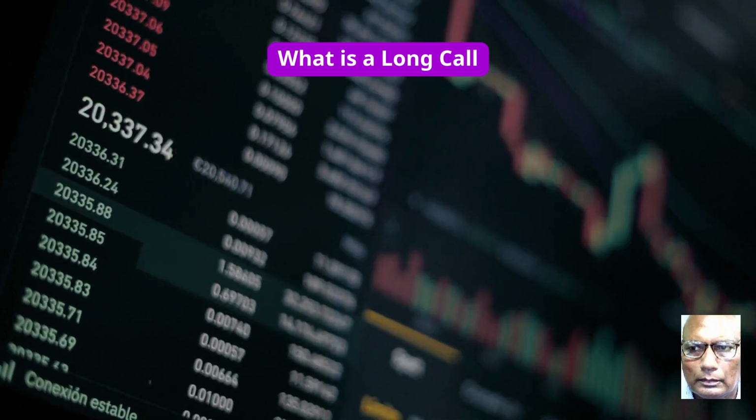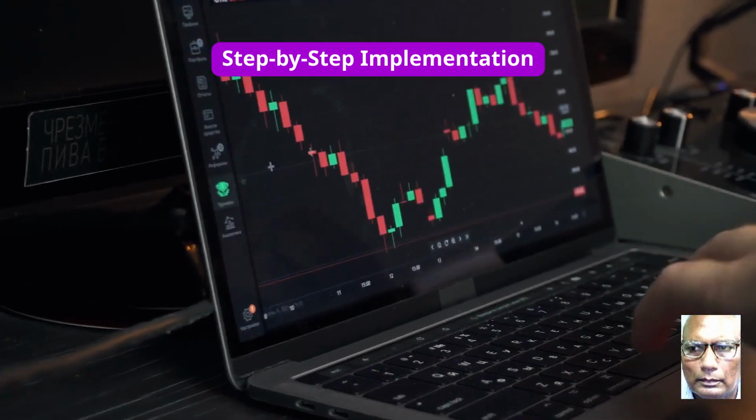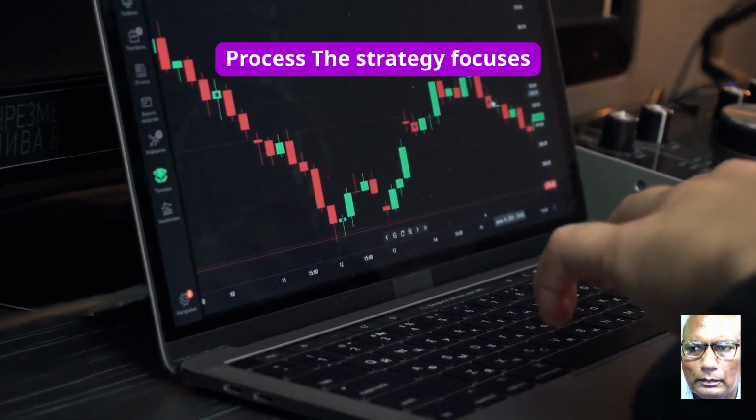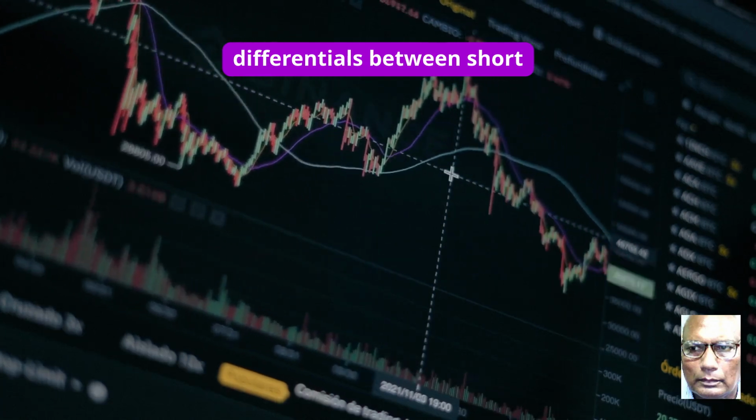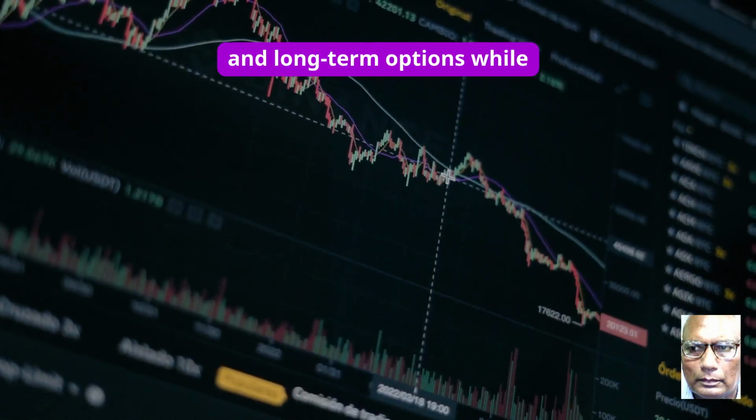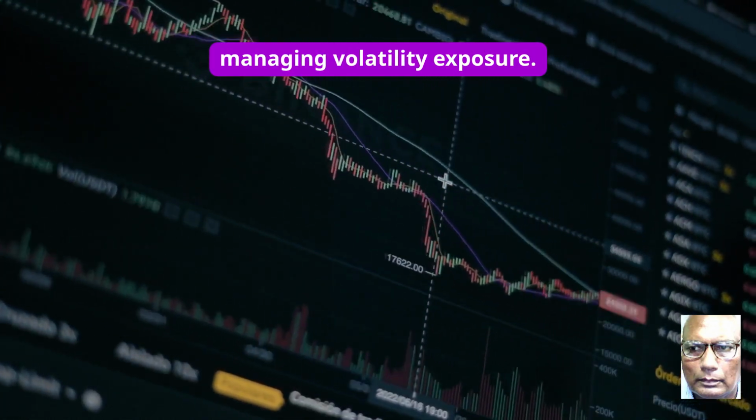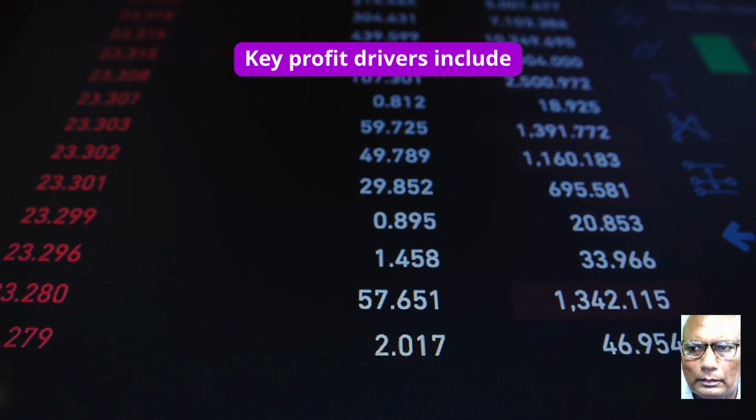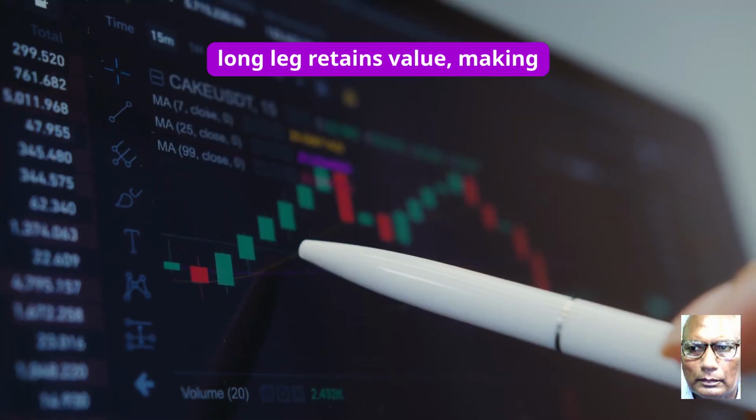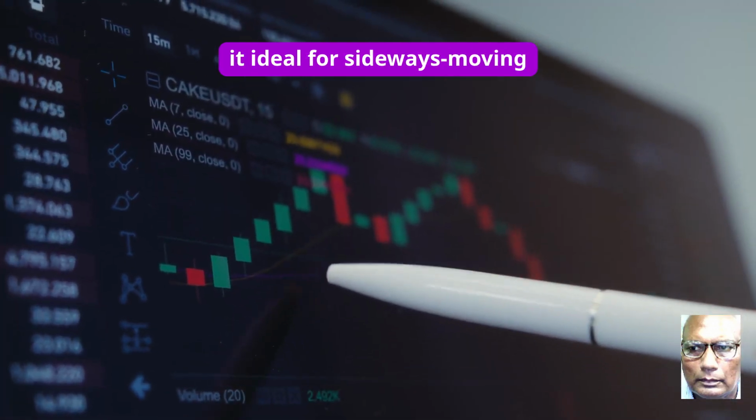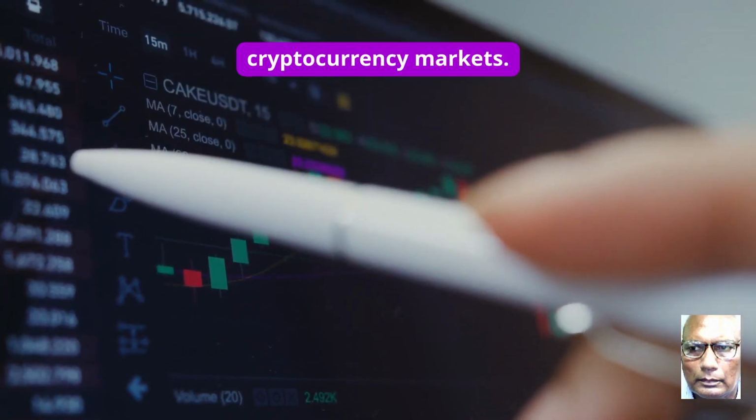What is a long call calendar spread? Step-by-step implementation process. The strategy focuses on profiting from time decay differentials between short and long-term options while managing volatility exposure. Key profit drivers include theta decay from the short leg expiring worthless, while the long leg retains value, making it ideal for sideways moving cryptocurrency markets.